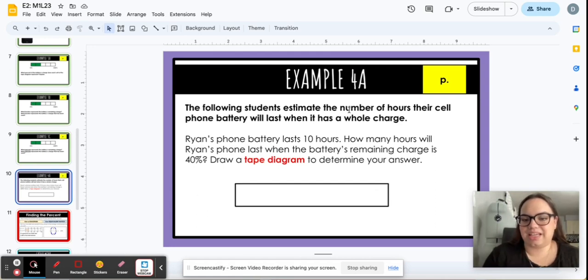Ryan's phone lasts 10 hours. Another great question to ask is, his phone battery lasts 10 hours, what percentage is that? So they need to understand that. How many hours will Ryan's phone last when the battery remaining charge is 40%? So then we'll do that.